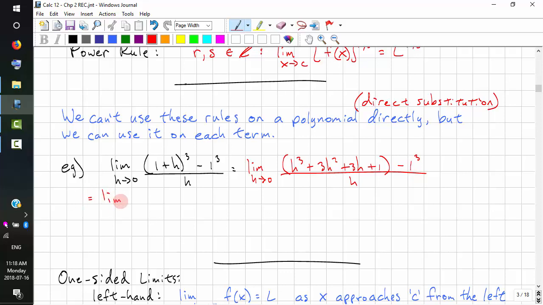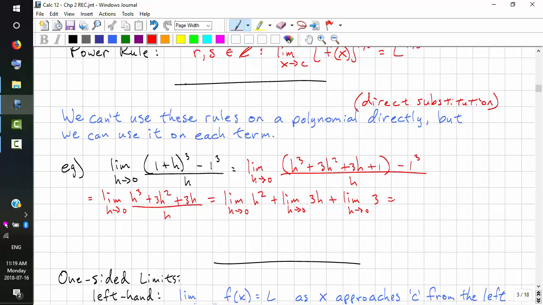Now we have the limit as h approaches 0 of h cubed plus 3h squared plus 3h, and it's all over h. So h cubed divided by h is h squared, and I'm going to break it up into individual limits. The limit as h approaches 0 of h squared. And we cancel out an h, so we're going to have 3h, plus the limit as h approaches 0 of h, plus the limit as h approaches 0 of 3h over h, that just gives us 3.